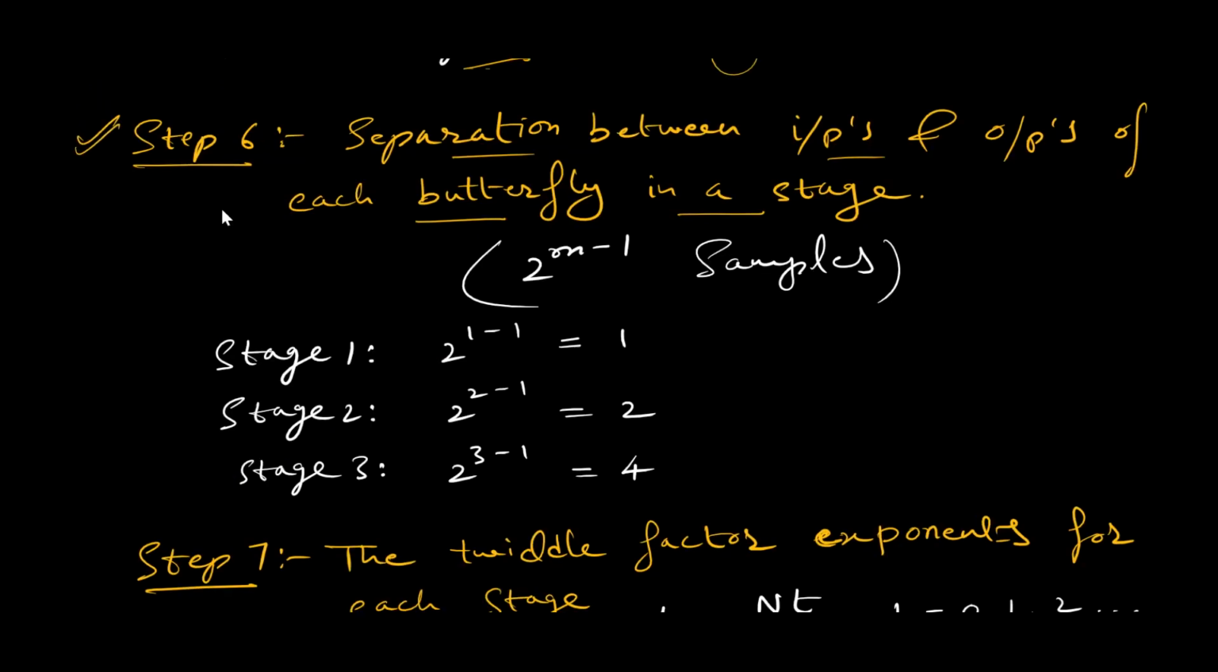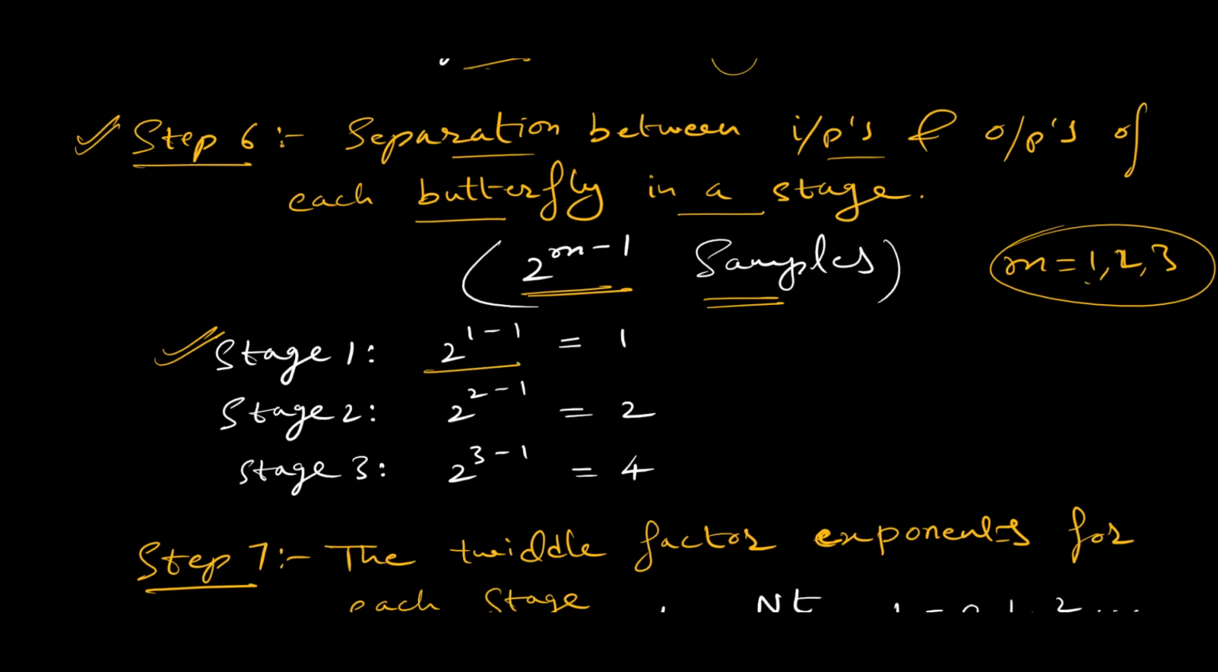Now step number 6 is the separation between input and outputs of each butterfly in a stage. Inputs are separated by how many samples, or outputs are separated by how many samples, that is given by 2 to the power m minus 1, where m will vary from 1 up to 3. So let us find out for stage number 1. For stage number 1 your m will become equal to 1. So let's substitute m equal to 1. So 1 minus 1 will become 0, and ultimately you will have 1 only, meaning for stage number 1 your inputs are separated by 1 sample only.